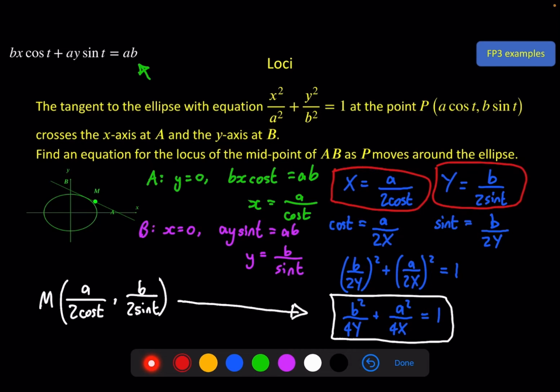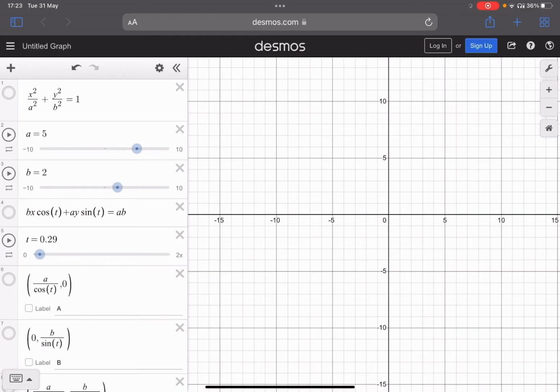It can be quite difficult to understand how this is all working together on the graph and how M actually moves, so I'm going to switch over to a graphing app and show you what this looks like. In order to do this, I've had to put in numbers for a and b so that we actually have an ellipse that I can talk about. So I've chosen 5 and 2 at random here.